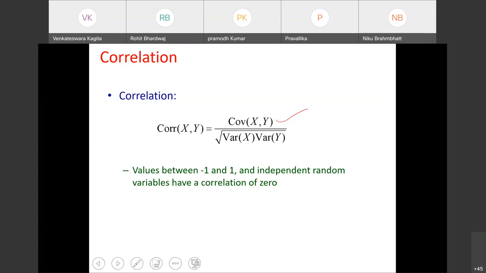There is a question. Let me quickly answer. Minus 1 correlation is like perfect inverse proportionality between two parameters. Yes, yes, Prasad sir.